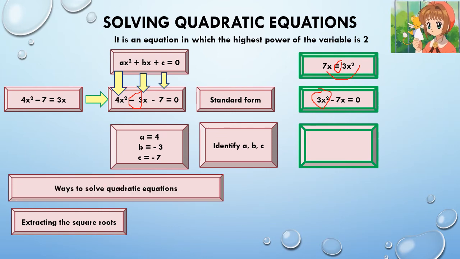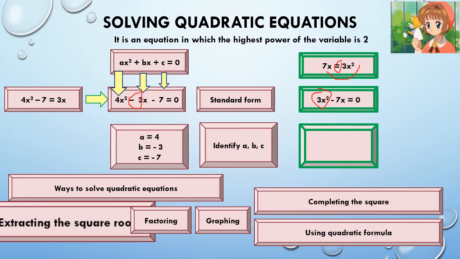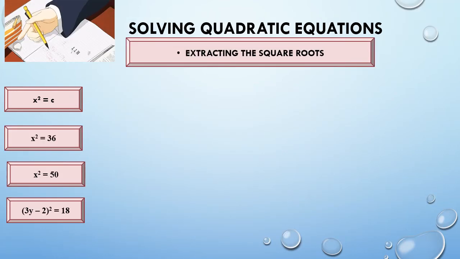Now, there are many ways to solve quadratic equations. Okay, so we have factoring, graphing. For now, let us focus on solving quadratic equations by extracting the square root. It is very useful to use the square root principle in solving, and we are given this equation: x squared is equal to c. Remember that if we are given an equation like this, c should be a real number.